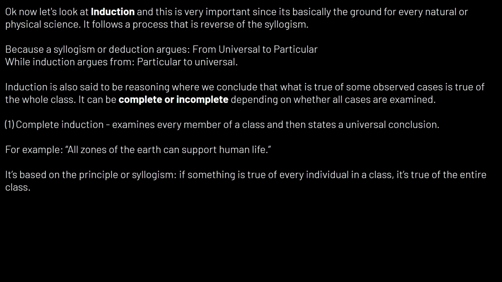Induction can take two forms. It can either be a complete induction or an incomplete induction, depending on whether all cases are examined. So, first of all, complete induction examines every member of a class and then states a universal conclusion. For example, if we examined every zone of the earth that can support human life, we conclude that all zones of the earth can support human life. It's based on the principle or syllogism: if something is true of every individual in a class, therefore it is true of the entire class.